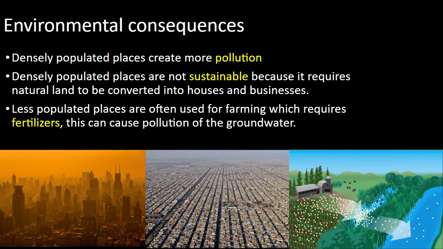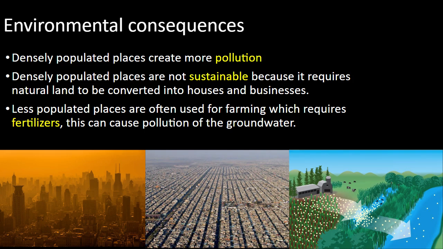Densely populated places are not sustainable because it requires natural land to be converted into houses and businesses. This picture in the middle is something called urban sprawl, which is the endless expansion of cities. Every time a city gets bigger, it has to absorb the land around it and convert it into a new apartment complex or a strip mall. And that takes land that used to be meant for farming and converts it into an urban area. That's not sustainable because you're taking something that's natural and making it something that's not.